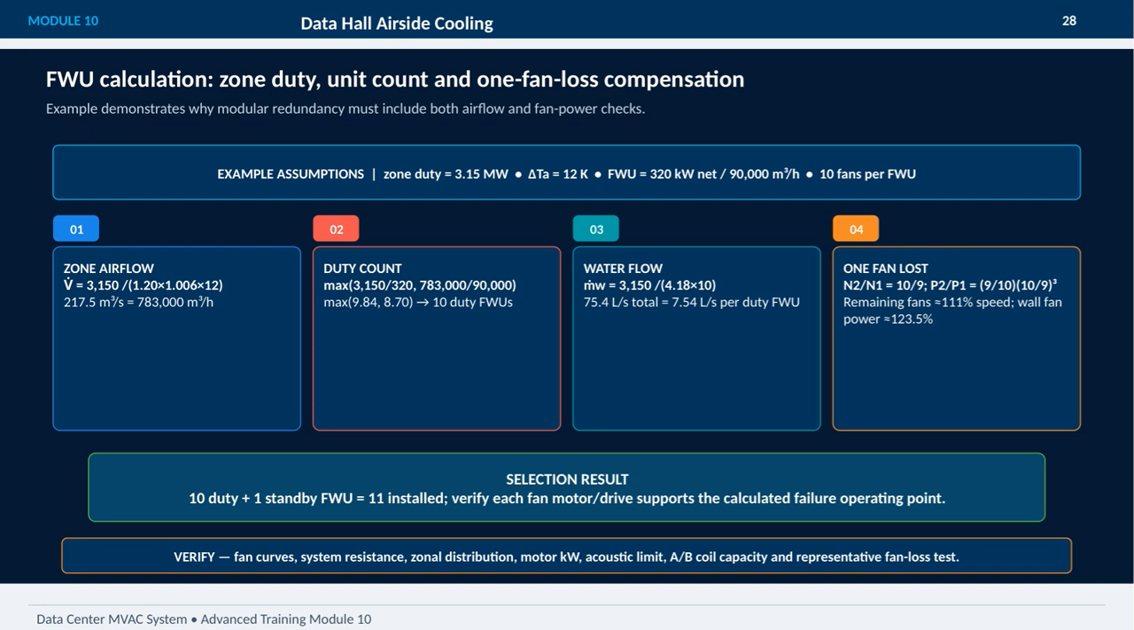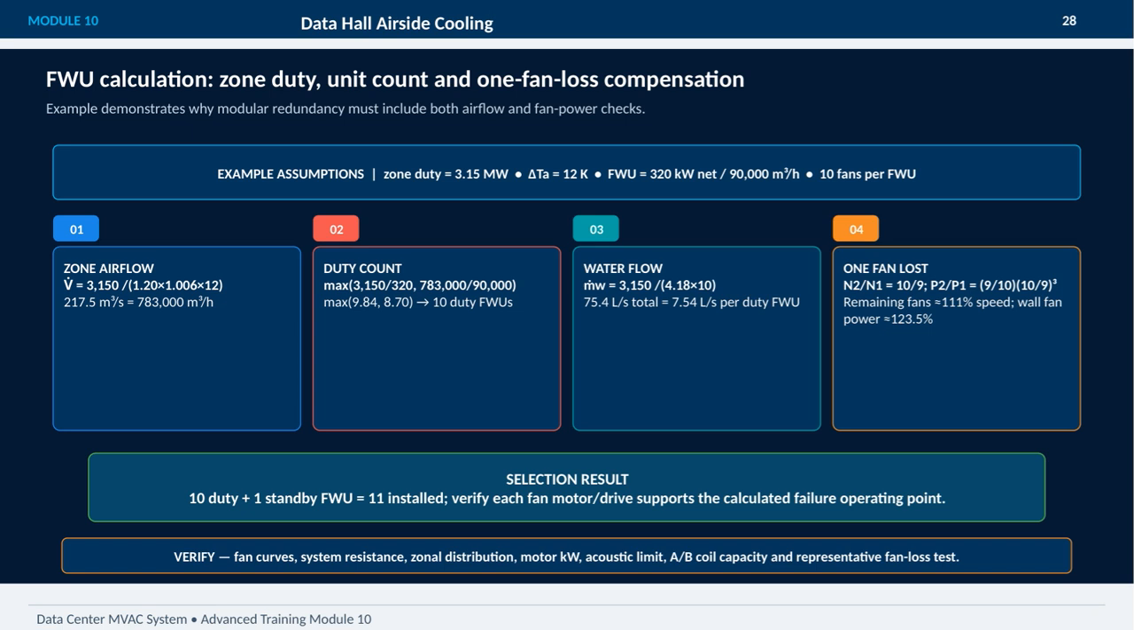Each FWU provides 320 kilowatts of net cooling power and moves 90,000 cubic meters per hour of air, with 10 fans per unit. First, we calculate the zone airflow by dividing the thermal load by the product of air density, specific heat capacity, and delta T, resulting in 783,000 cubic meters per hour. Next, the duty count is determined by taking the maximum between the number of units needed based on cooling capacity and the number based on airflow, which gives us 10 duty FWUs.